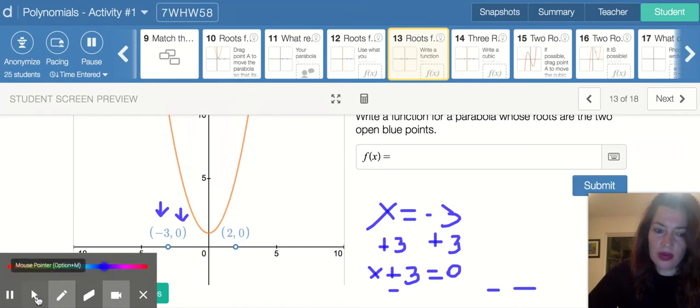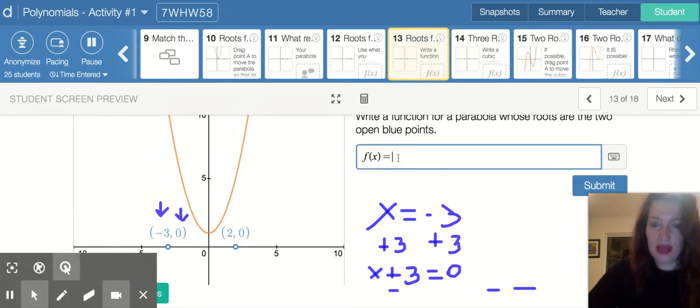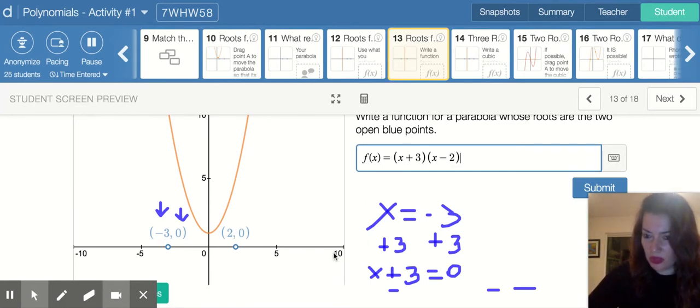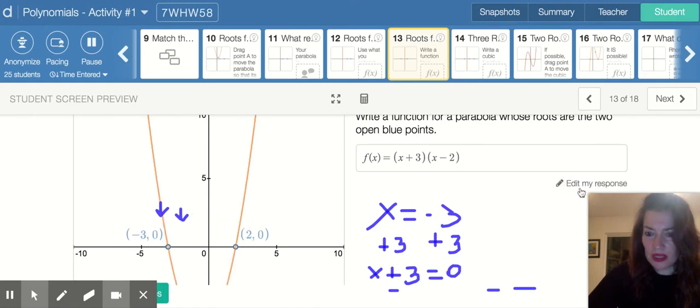So we can write our factors here as x plus 3 times x minus 2. Since we can use the same argument as we did in the previous slide, if x equals 2, subtract 2 on both sides, we would get x minus 2. So you can check your work by pressing submit, and you could see that the parabola goes through those blue points.